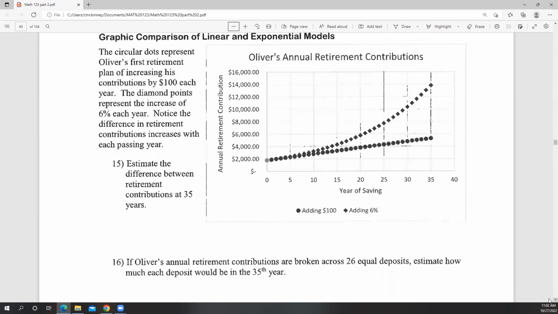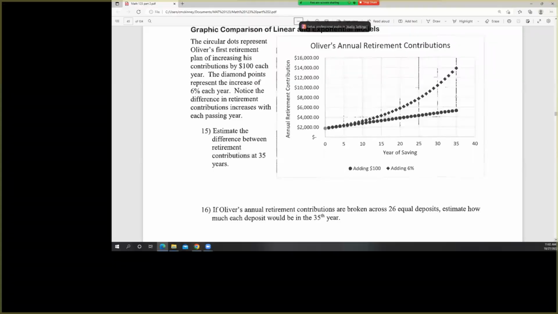And then there's Oliver's contributions. So this is not totaling them. This is just how much each year he would be putting in. Okay, so it's not his total money, because the total money would be an even greater difference here. So estimate the difference between retirement contributions at 35 years. So that just means look at what we have on the table. At 35 years down there where the dots stop, if we're using the exponential rule, looks like he's putting in about $14,000.